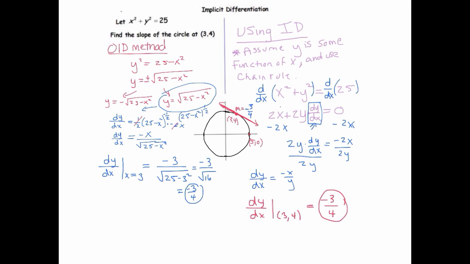I'll do another example in a following video, but what you should take away from this is just that we have another technique, nothing more than the chain rule, and it's going to help us find derivatives of relations and kind of crazy looking graphs without actually solving for y in terms of x.